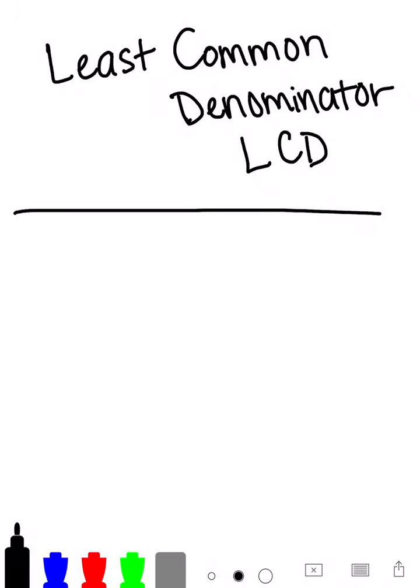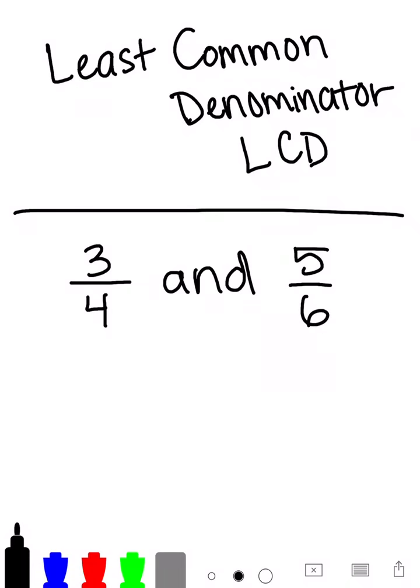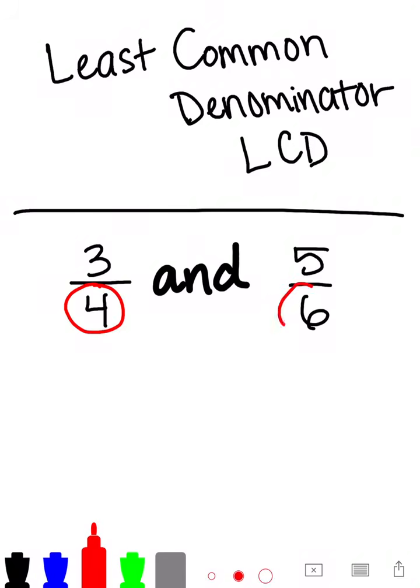So number 1 on the homework was 3/4 and 5/6. Ignore my handwriting. It's something I'm getting used to writing on here. So 3/4 and 5/6. Okay, so we want to find the least common denominator for both of these numbers. So one way we can do this is by looking at both the denominators, which in this case it's 4 and 6, and listing the multiples of those numbers. So I'm going to do that down here.